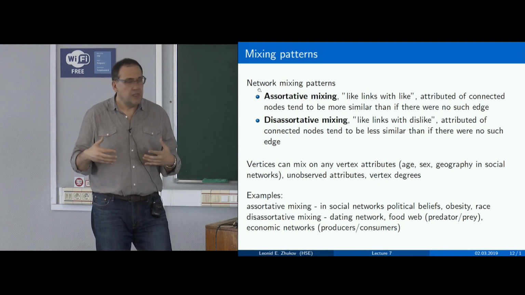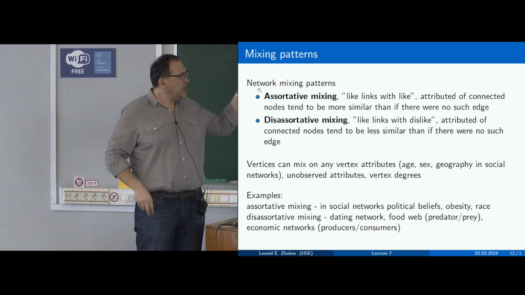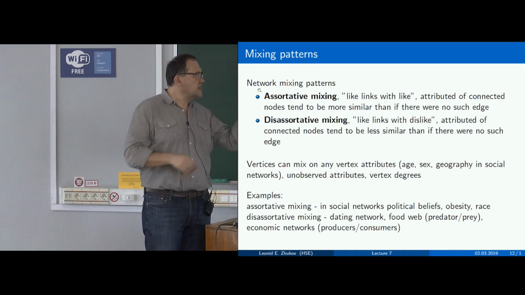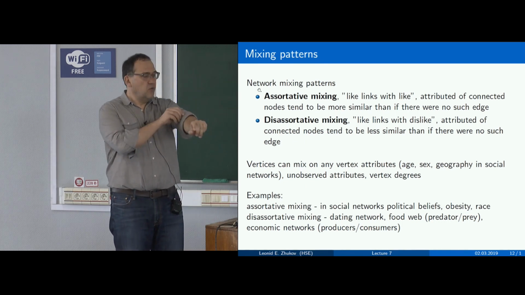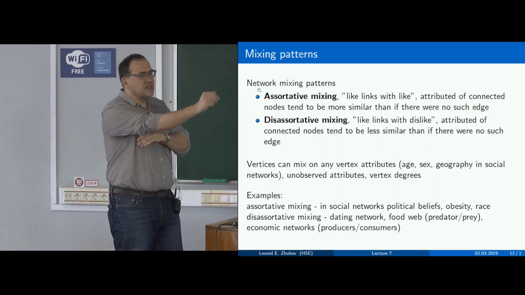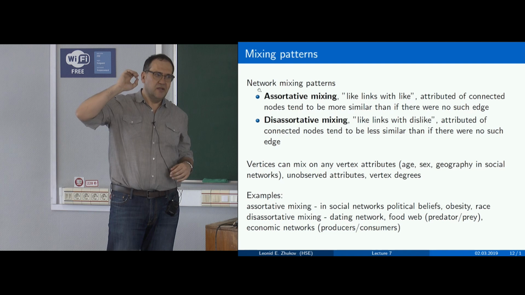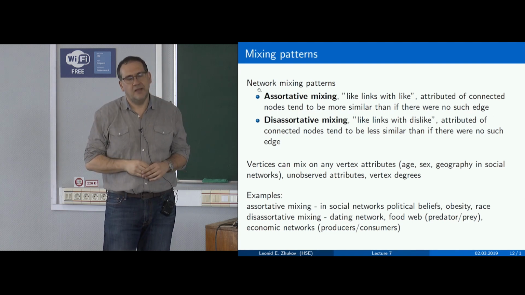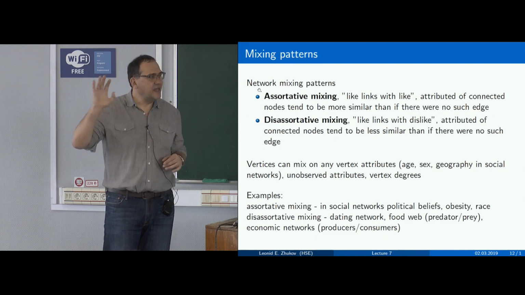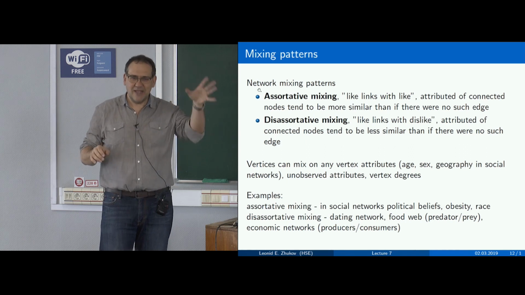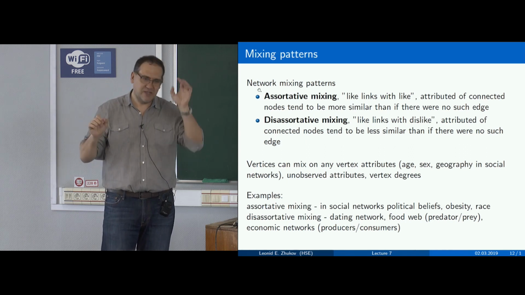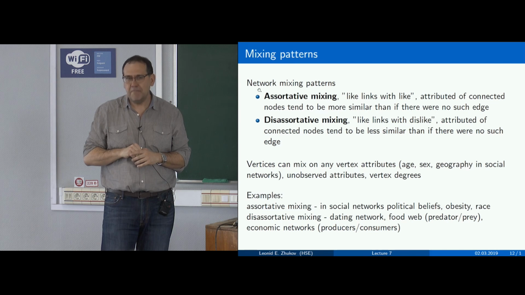Right? So, when that happens, it's called assortative mixing. Or, for example, again, like political beliefs, right? If you're Republican, most likely your friends will be Republicans. If you're Democrat, most likely your friends will be Democrats, right?